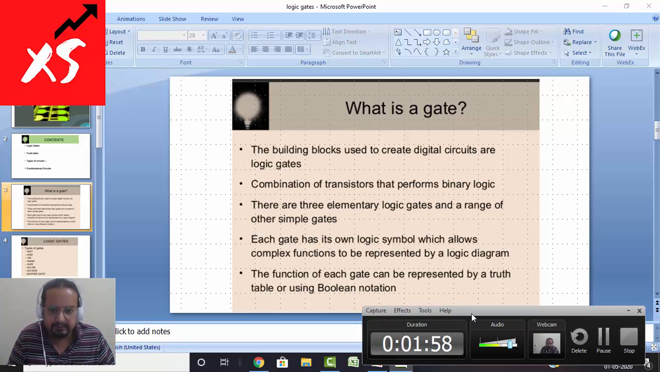Each gate has its own logic symbol, and the symbol allows complex functions to be represented by a logic diagram. Also, the function of each gate can be represented by a truth table or using a Boolean expression or Boolean notation. These are the things that we study in our curriculum, and we should know them at the top of our mind. Remember, the secret doesn't lie in memorizing very complex circuits. You should be very clear with the fundamentals of digital logic design.